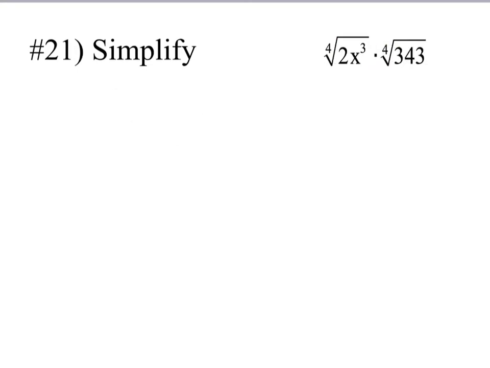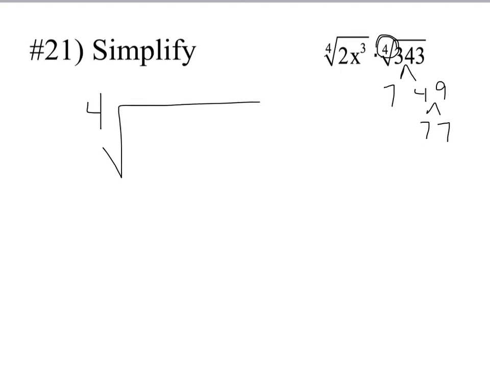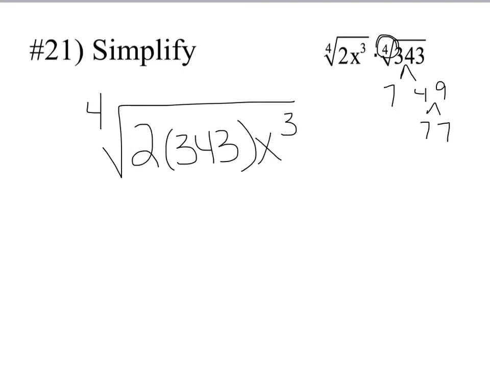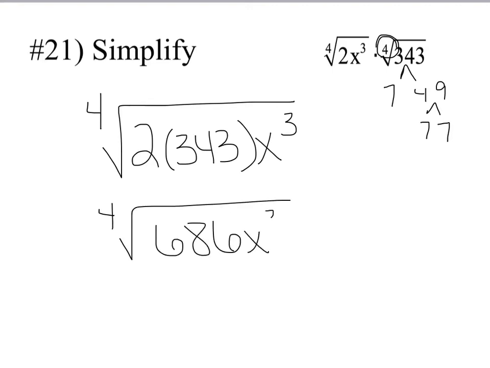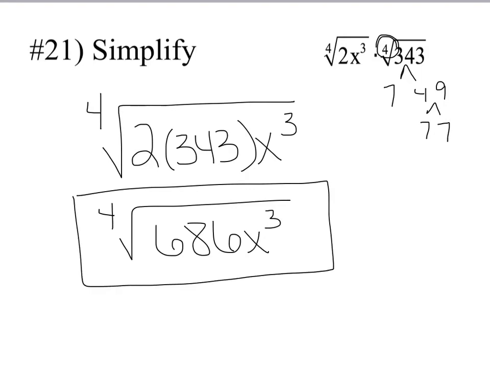Okay, here we have the 4th root of 2x cubed times the 4th root of 343. Neither of these can be simplified any further, because if we take 343, that's 7 times 49, and 49 is 7 times 7. In order to be able to pull a number out front, we need 4 of them, and I only have 3 7s. So I know they're both in their simplest form. So all I can do is, because they have the same index, I can multiply them together. So I have 2 times 343, and then x cubed. So then that's going to be the 4th root of 686 x cubed. And unfortunately, that's really all I can do with that one.